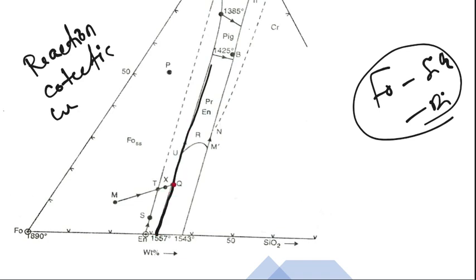So when it touches the Q point on the reaction cotectic curve, then the phosphorite will start reacting with SiO2 and will produce enstatite.